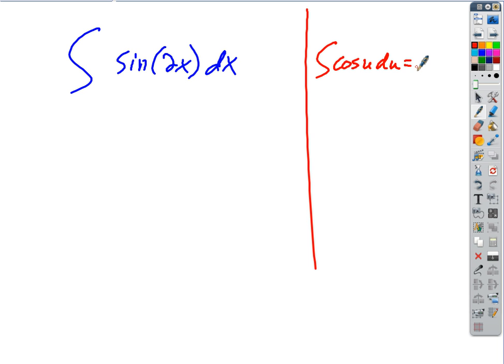What's u? Could be x, could be y, could be 2x maybe. Where did cosine come from? I just made it up. This is the list of, oh, we'll get to that.